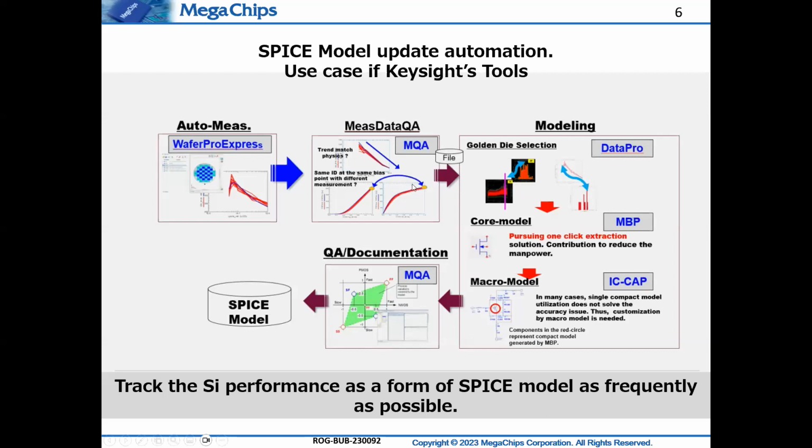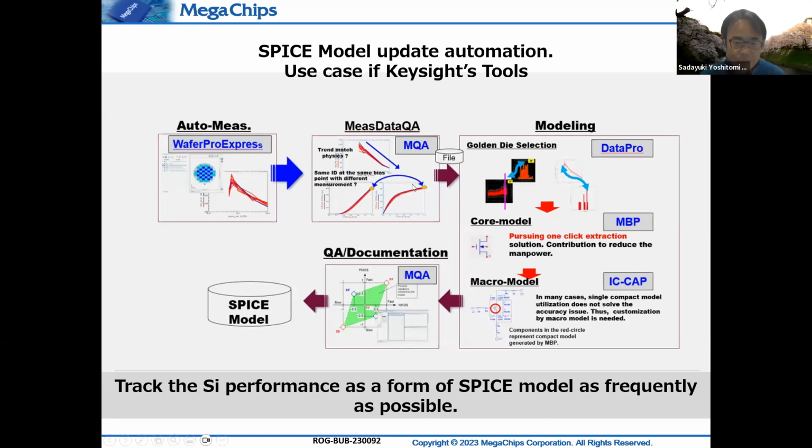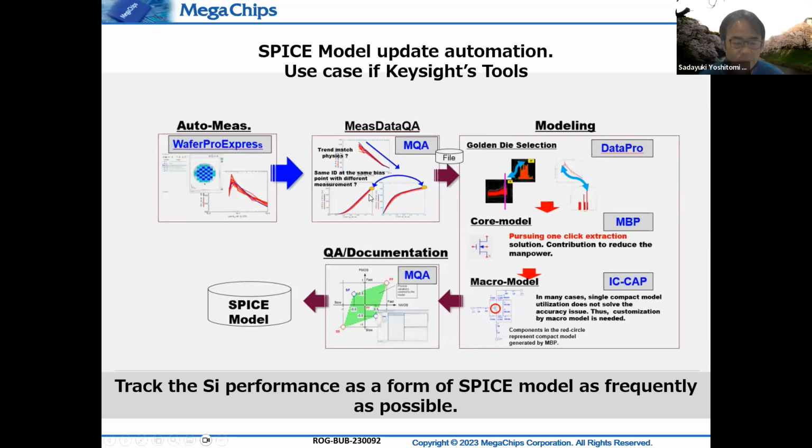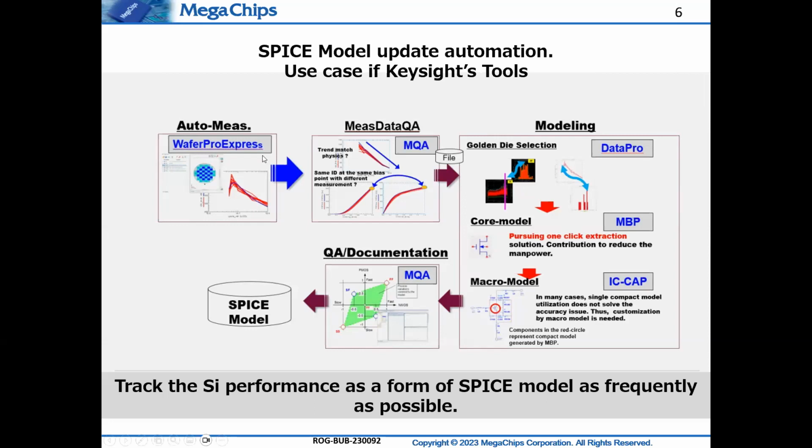So you're doing auto measurement there. It sounds like it's fully automated. But what is the step between modeling and auto measurement? What is that step doing exactly? Sorry, I missed that part.